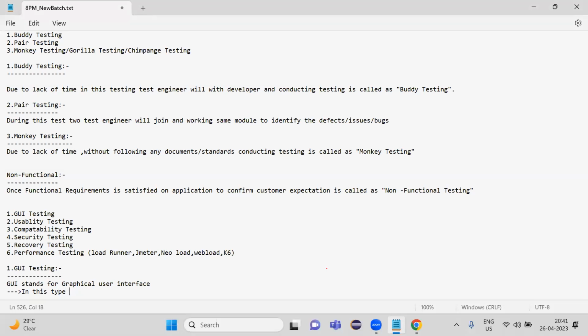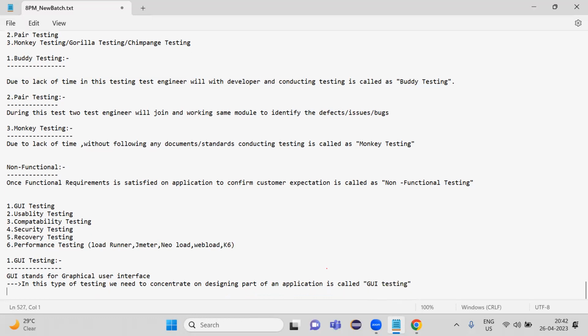In this type of testing, we need to concentrate on the designing part of an application. An application's design is called which testing? GUI. GUI testing.